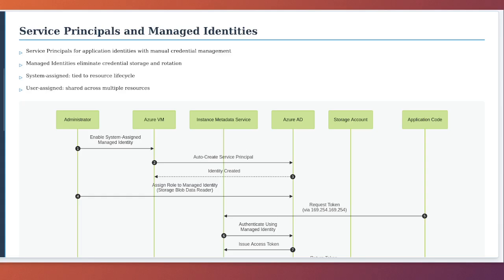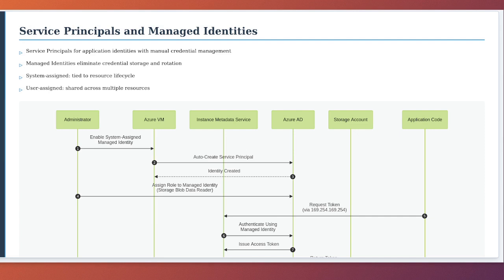The challenge with service principals is credential management. Client secrets expire and must be rotated. If secrets are compromised, you must revoke them and update all applications using them. Storing secrets securely in Azure Key Vault or AWS Secrets Manager adds complexity. Certificate-based authentication is more secure, but adds certificate lifecycle management overhead.